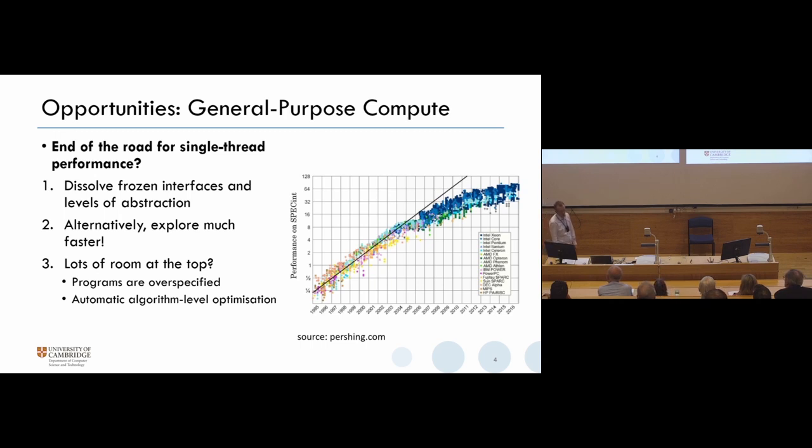I think the other way forward is just to innovate much faster. So computer architecture research tends to be quite slow, and I was thinking about some of the projects I've been involved in over the years. It's taken a decade to develop a small microarchitectural innovation, and I think we can perhaps look at ways of innovating much faster. As I say, I think there's also room at the top. So automatic algorithm level optimizations, really moving up the levels of abstraction and optimizing programs at a much higher level.